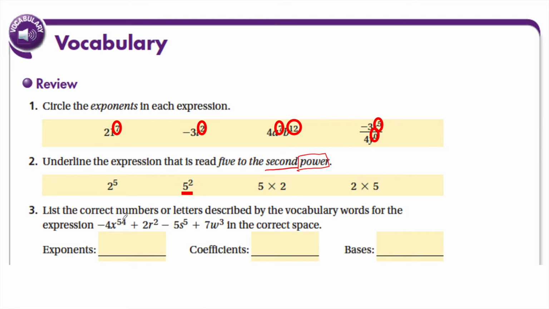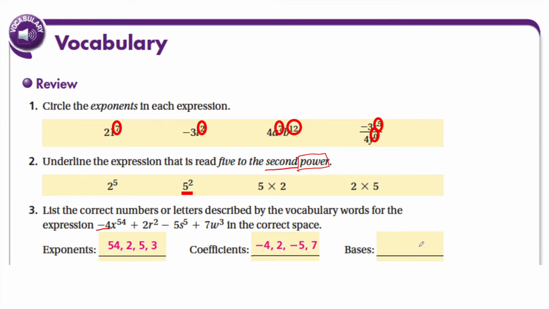List the correct numbers or letters described by the vocabulary words for the expression negative 4x raised to the 54th power plus 2r raised to the second minus 5s raised to the 5th plus 7w raised to the 3rd in the correct spaces. Well, like we said before, the exponents are always going to be in the top right corner. So we have a 54, a 2, a 5, and a 3. The coefficients are going to be the number out in front of the variables. So we have a negative 4, a 2, a negative 5, and a positive 7.